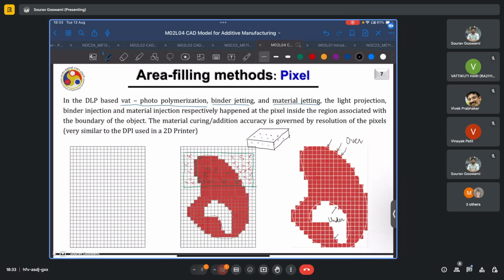The material curing and addition accuracy is governed by resolution of the pixels, which is a concept very similar to the DPI or dots per inch used in a 2D printer. If you print something with say 600 or 1200 dpi, the print quality comes out much finer. The graphics look very sharp. Whereas if you use a lower dpi, say 60 or 100, then the print quality is poor.